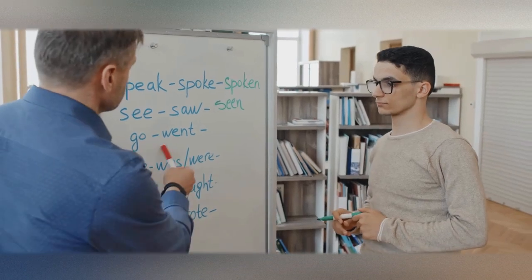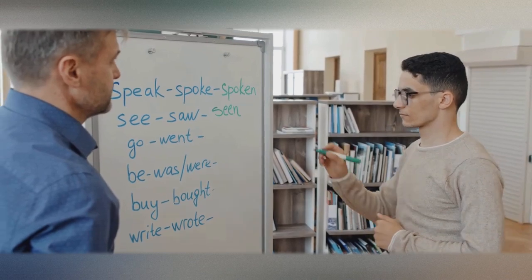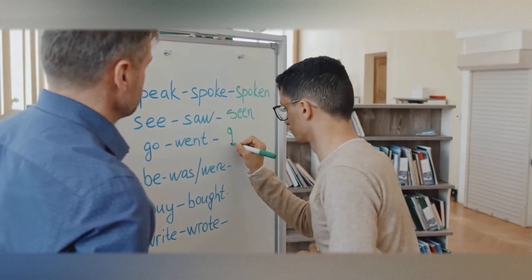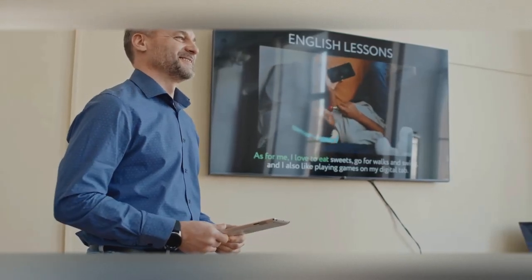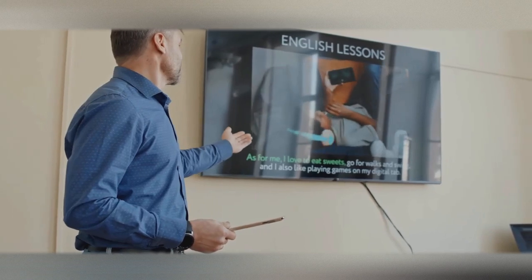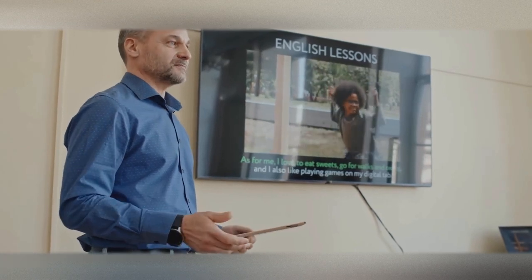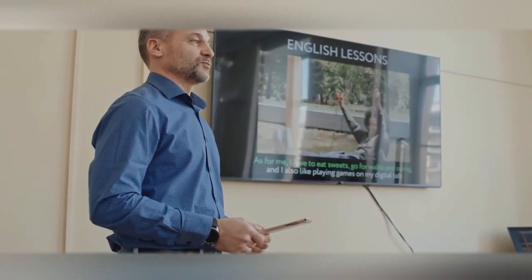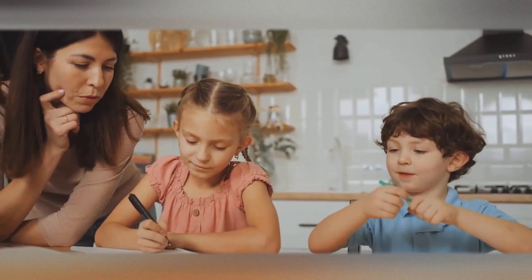Phrasal verbs are fascinating little creatures in the English language. They consist of a verb combined with one or two particles, which can completely change the meaning of the original verb. For example, take the verb look. When you say look up, it means to search for information, like looking up a word in the dictionary. But if you say look after, it means to take care of someone or something. Just a couple of small words can shift the entire meaning.